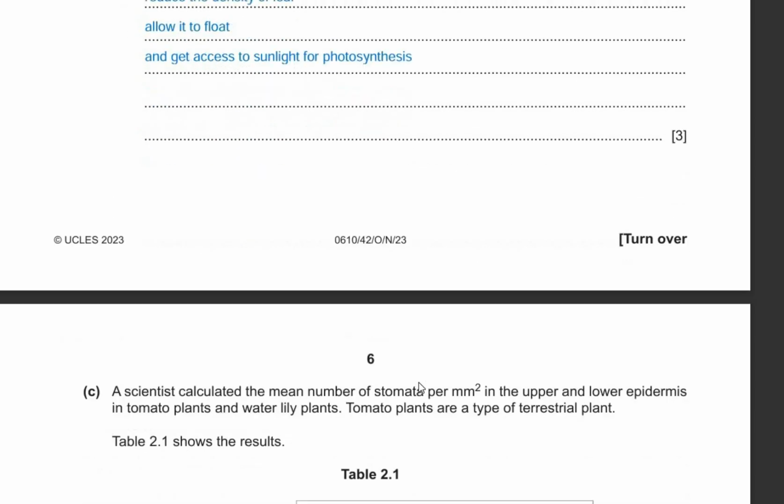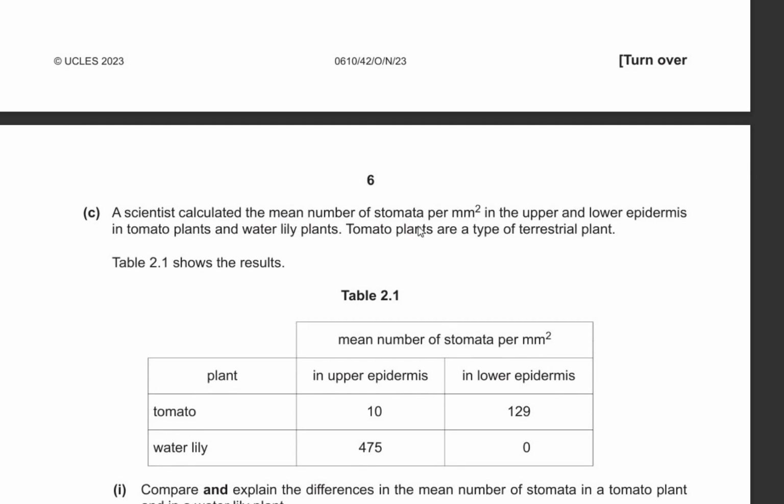Alright, so let's move towards part C. Scientists calculated the mean number of stomata per millimeter squared in the upper and lower epidermis in tomato plants and water lily plants. Table 2.1 shows the results. Table 2.1 has the plant, and they have measured the stomata in the upper epidermis and the lower epidermis in both types of plants. Alright. So we have the tomato plant over here, which has 10 stomata on the upper epidermis and 129 stomata on the lower epidermis. Then we have water lily plants in which we have 475 stomata on the upper epidermis, and in the lower epidermis there are no stomata.